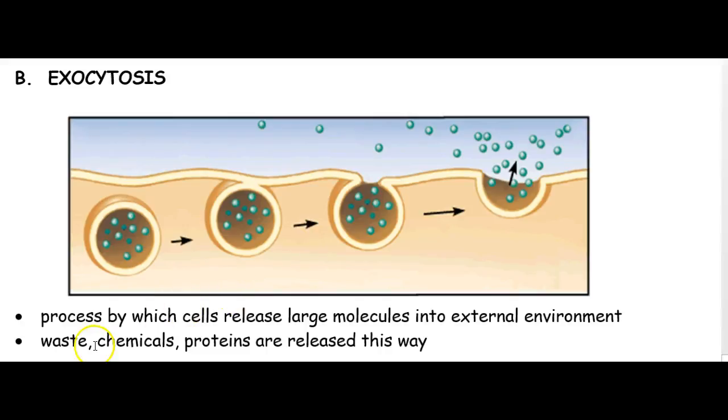Okay, so, as we said, examples of why this is happening are to get rid of waste, certain chemicals we don't need, larger proteins that are in the cell and don't need to be there anymore.